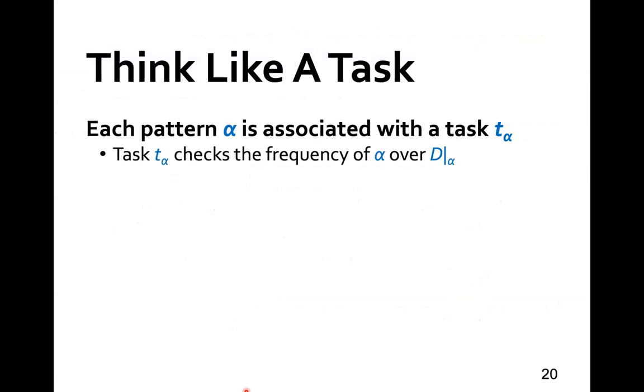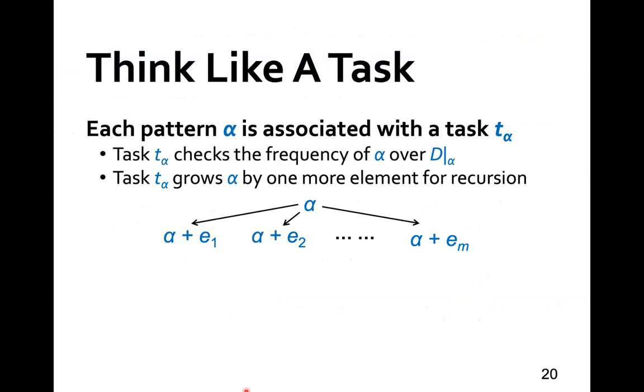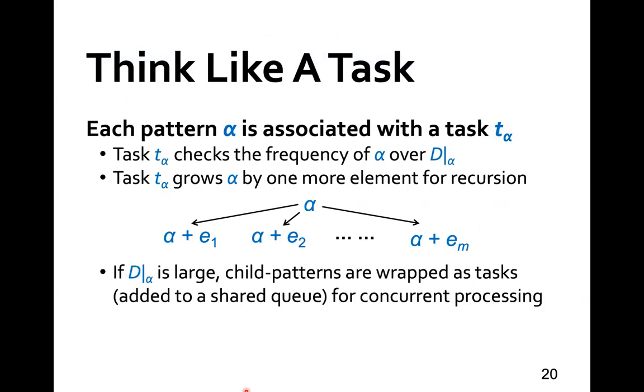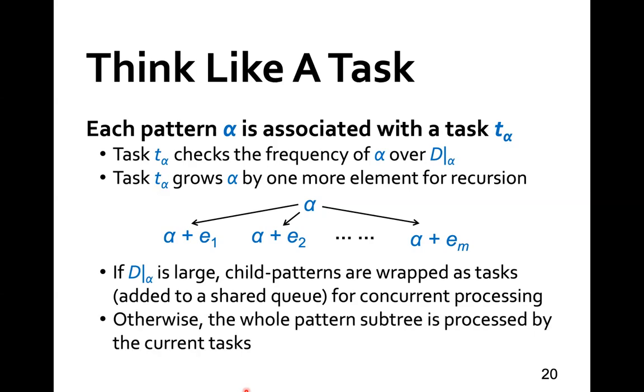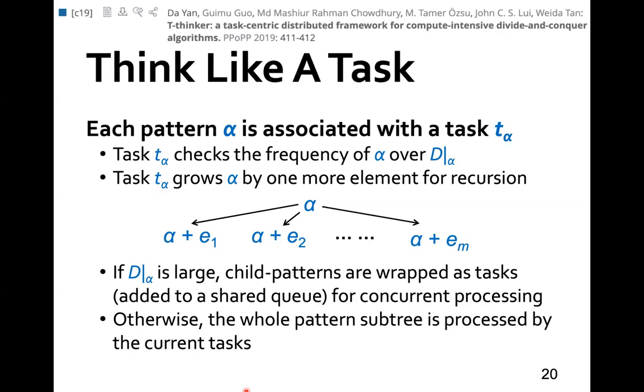We adopt a task-centric computational model where each pattern is associated with a task. The task will check if that pattern is frequent, and if so, it will grow the pattern by one more element to generate child patterns for further checking. If the projected database is big, child patterns are wrapped into independent tasks, which are then added to a task queue to be fetched by other threads for mining. Otherwise, the task is efficiently processed by the current thread itself, so the thread will directly process it in depth-first pattern growth order. This framework follows our T-thinker programming paradigm, and we encourage you to check it out.